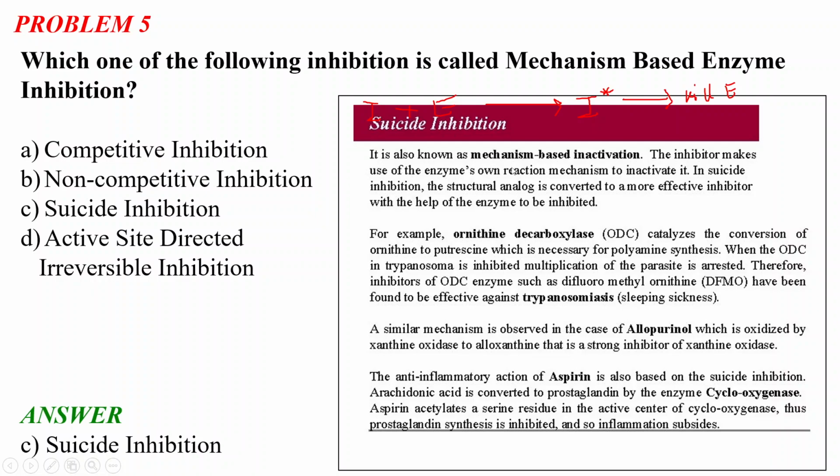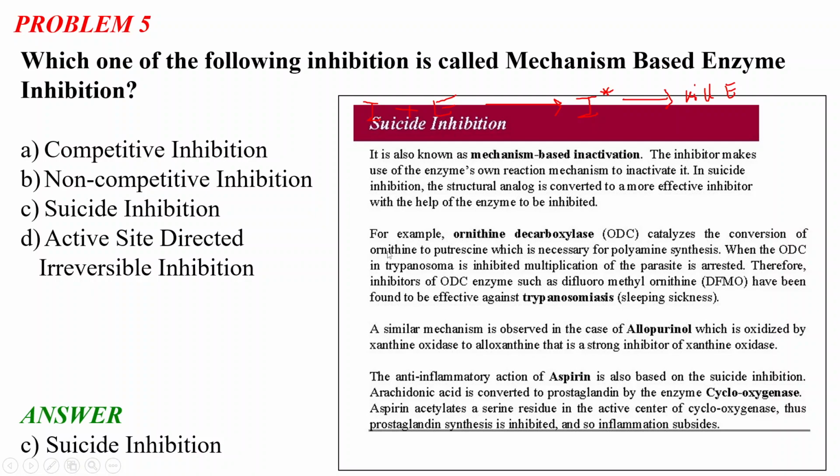It is known as mechanism based inactivation, because the enzyme and inhibitor reaction goes through a mechanism very similar to that of the enzyme and natural substrate. The inhibitor makes use of the enzyme's own reaction mechanism to inactivate it. That's why it is called mechanism based inactivation. In suicide inhibition, the structural analog is converted to a more effective inhibitor with the help of the enzyme to be inhibited. There are a few examples, because in questions you can be asked for examples of this.